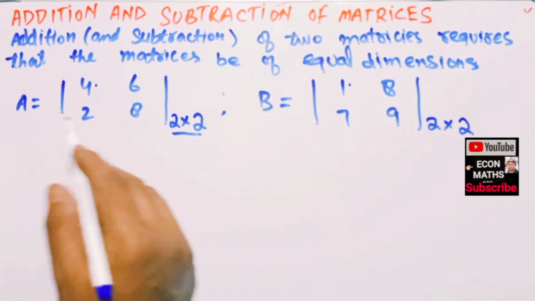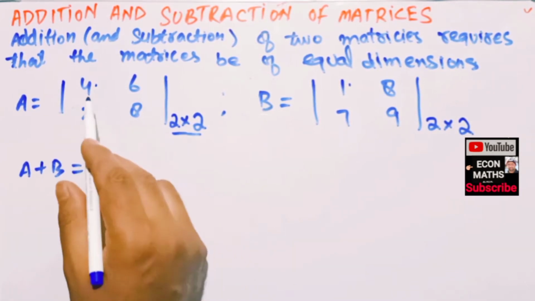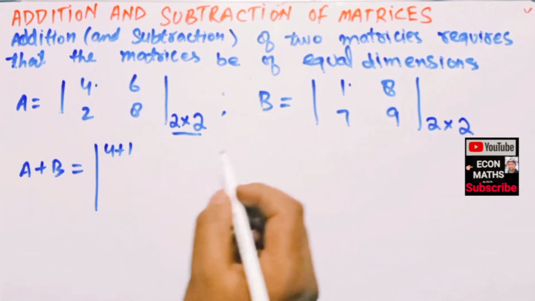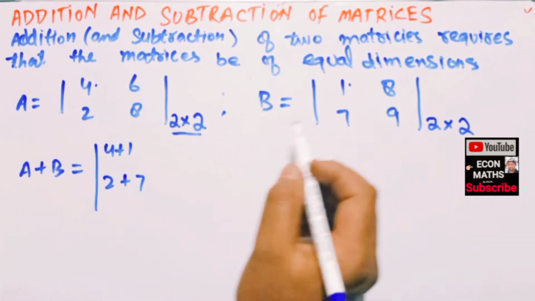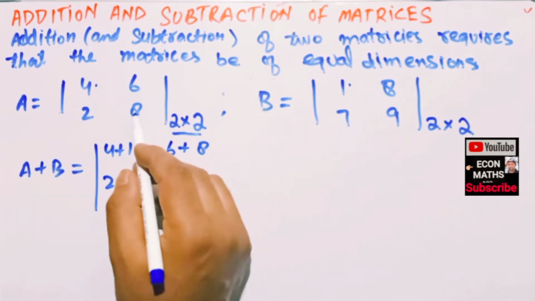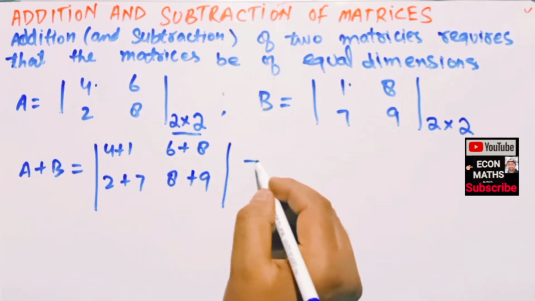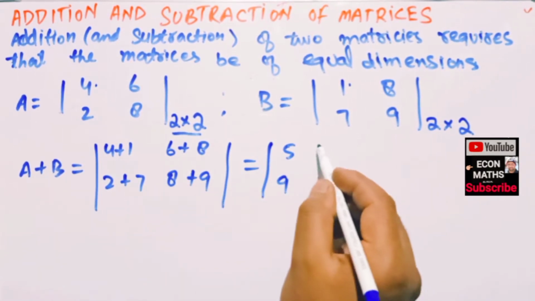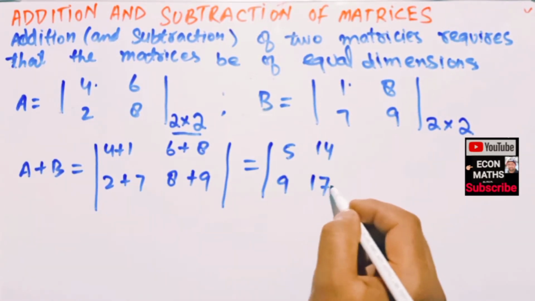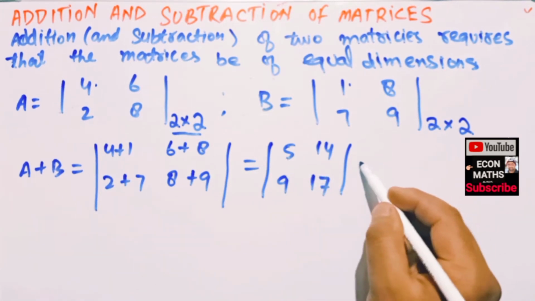So if I add here, A plus B is equal to 4 plus 1, 2 plus 7, similarly 6 plus 8, and 8 plus 9. So this will become, now 4 plus 1 is 5. This will become 9. This will become 14 and this will become 17. So the addition of these two matrices will give us this matrix.